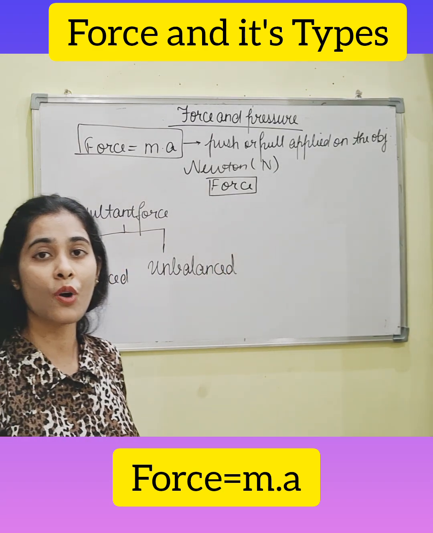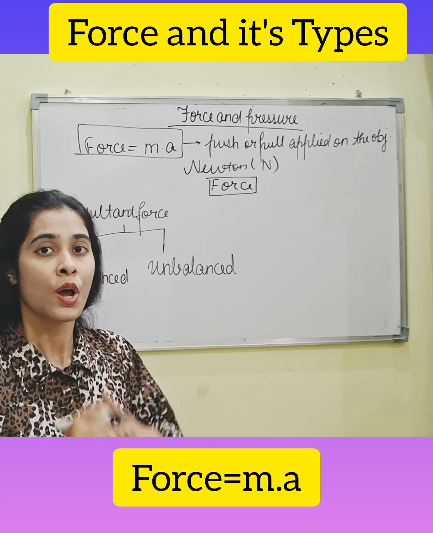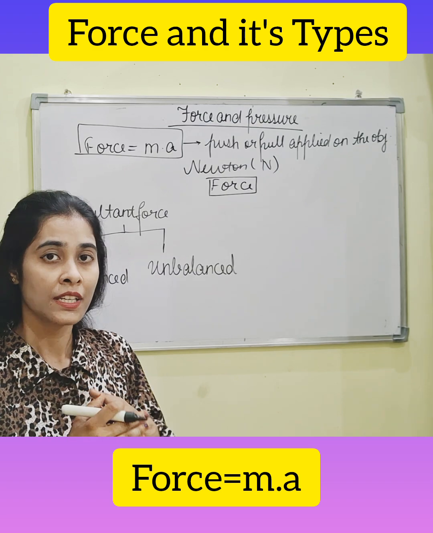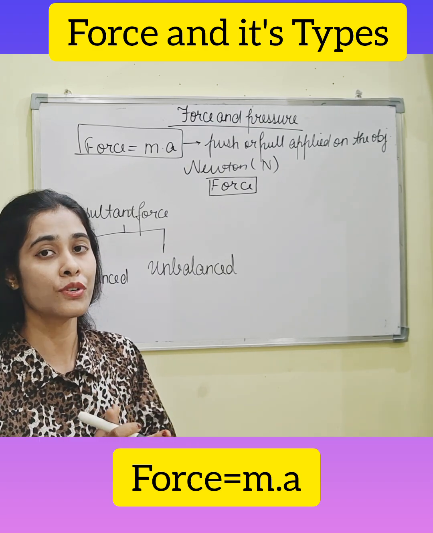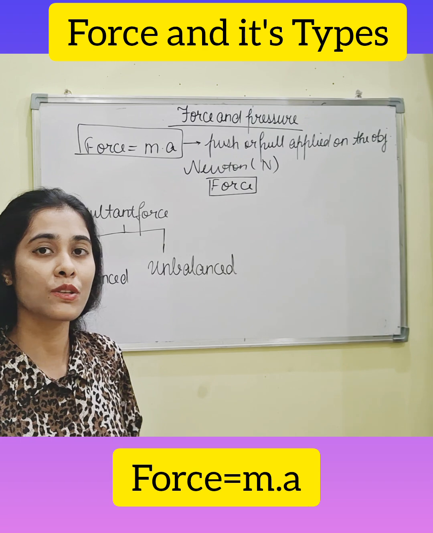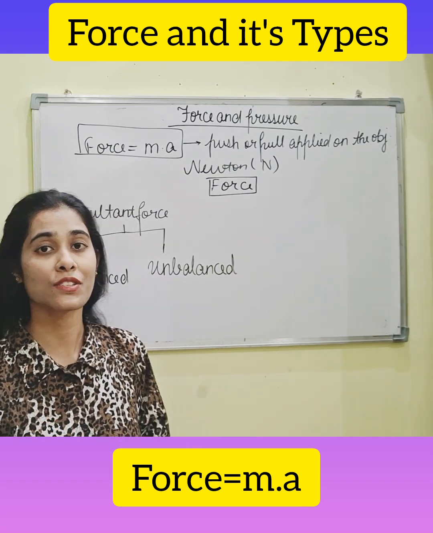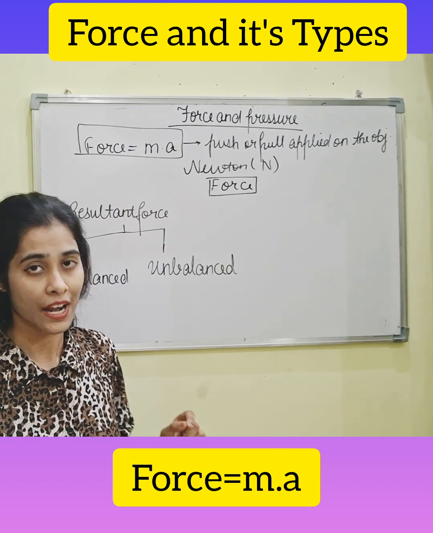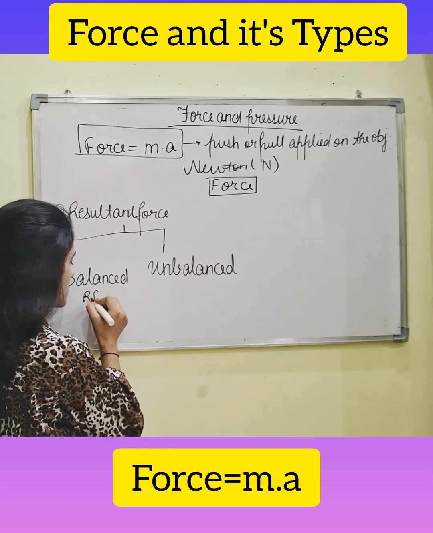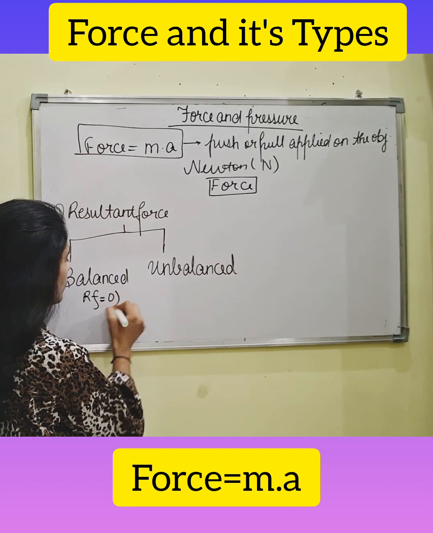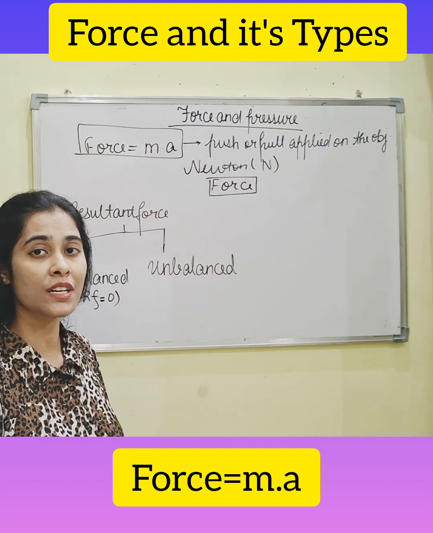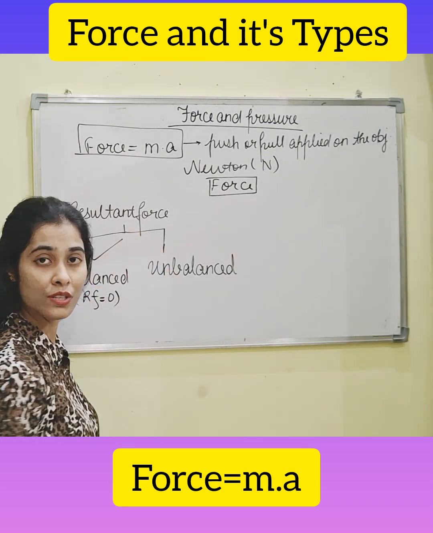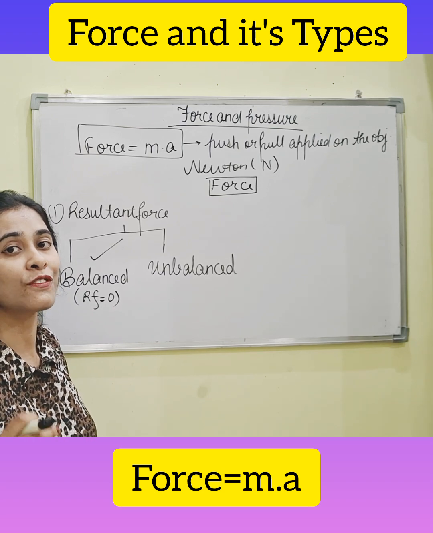First of all we should know what is resultant force. Resultant force is when any object is there and many forces are applied on the object. Then the resultant force is the net force obtained by the object. If an object has more than one force acting on it, the difference of the forces is called the resultant or net force. When the resultant force is equal to 0, that type of force is called balanced force. So what is balanced force? When the resultant force is 0.